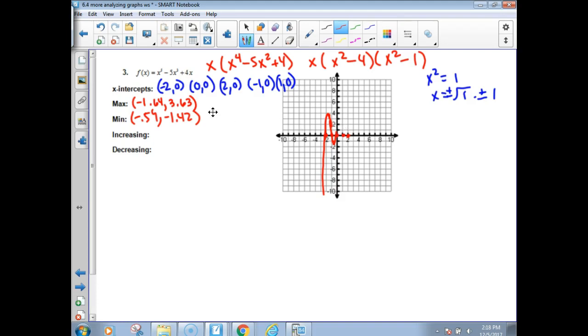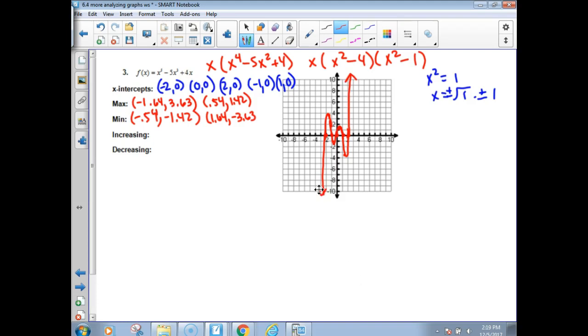And the next max is at 0.54, 1.42. So kind of like emulates the previous min. So it comes up here, and then it comes back down. And then the next min is at 1.64, negative 3.63. So it's just like that max, except the signs are changed. So it's like around here. So then it did a loop, and then it went up, up, up, away.